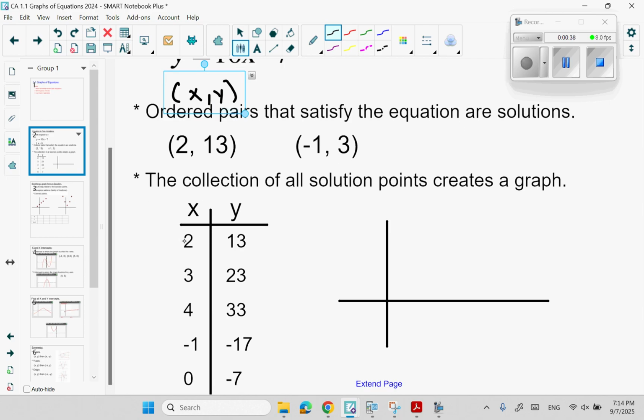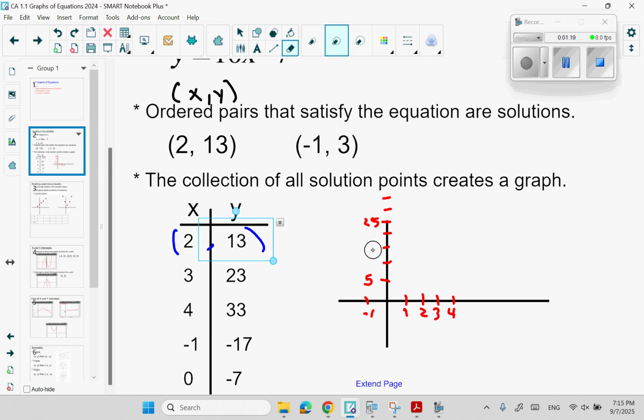So if I have something like this, I would plot it as such: 2, 13. I go up to 33, so I'm going to go by 5s, sounds good? So 5, 10, 15, 20, 25, 30, 35. And we'll just go by ones in this direction, 3 to 4, and over to about -1. Okay, so 2, 13, so 2 up to 13.